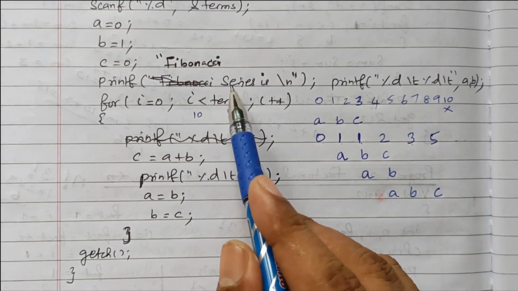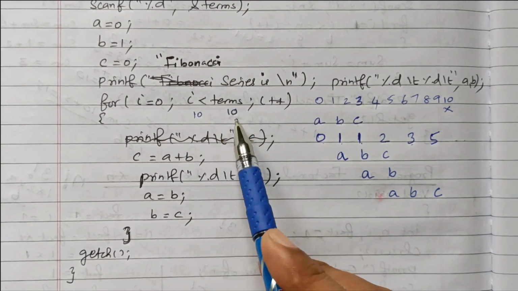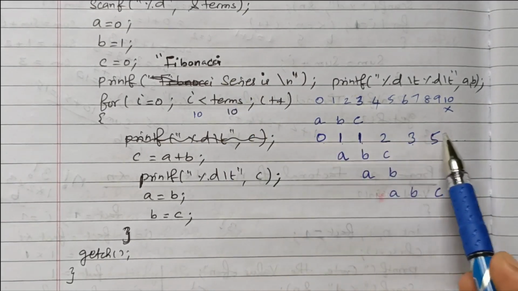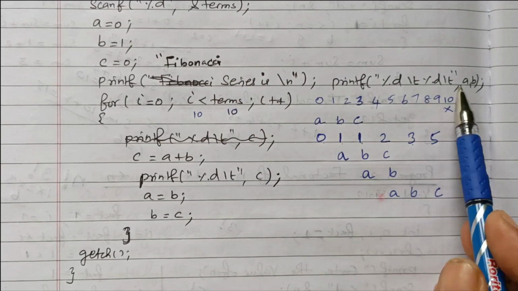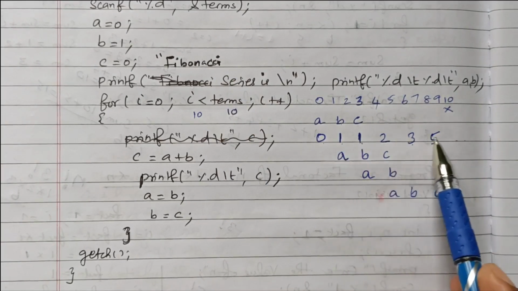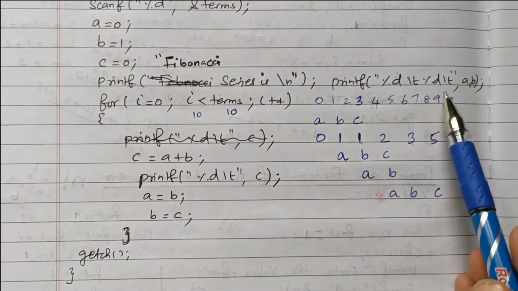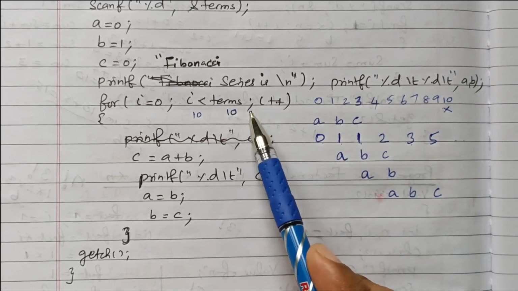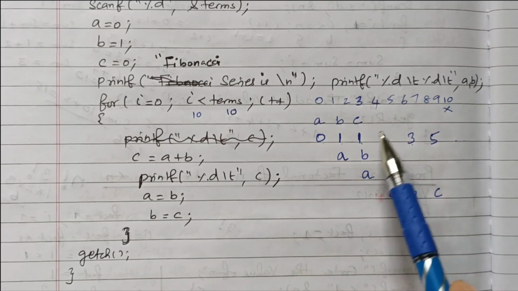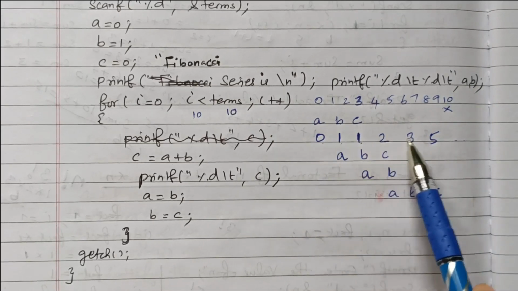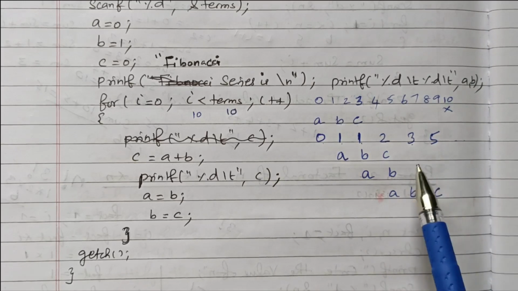Let us consider the user enters the number of terms as 10. So 10 terms will be printed. Already 2 terms are available, so 10 plus 2, 12 terms will be printed in total, because the 2 terms A and B were printed before opening the loop. Apart from this, the remaining 10 terms will be printed, right?